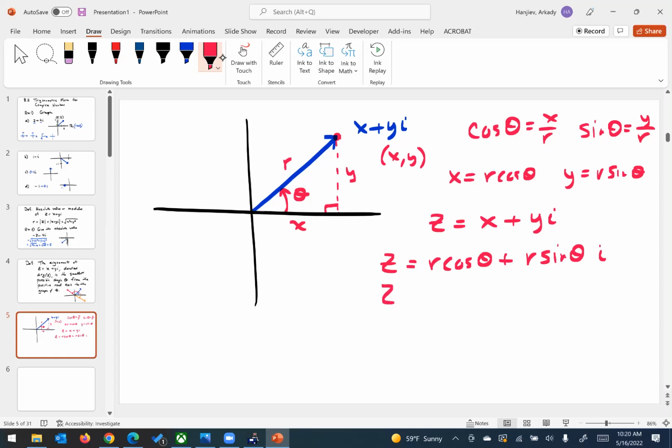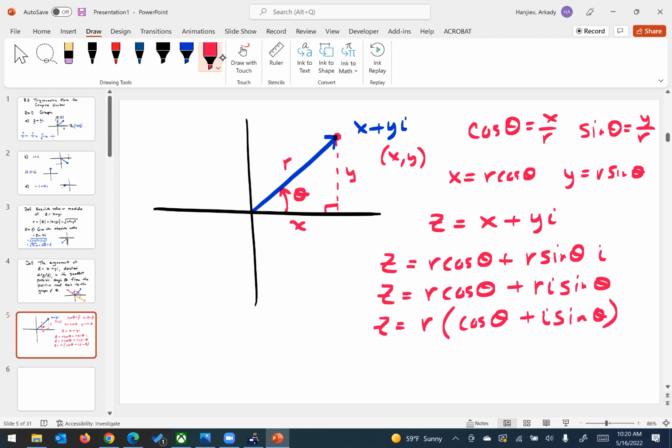All right, let's move things around just so we can see it a little better. This is R cosine theta plus, I don't like the multiplier of a real number at the end, so this would be just Ri sine theta. And then we could take the R completely out of here because R is repeated twice. So we'll just designate it as that right there. So this would be the trigonometric form of X plus Y I. We're going to have to use this a lot.